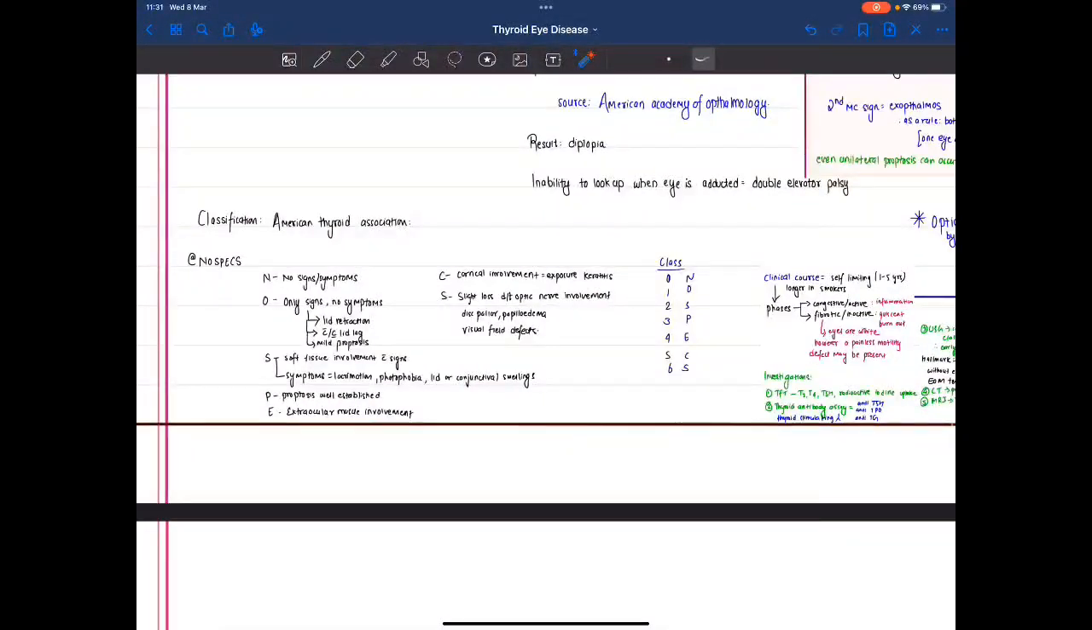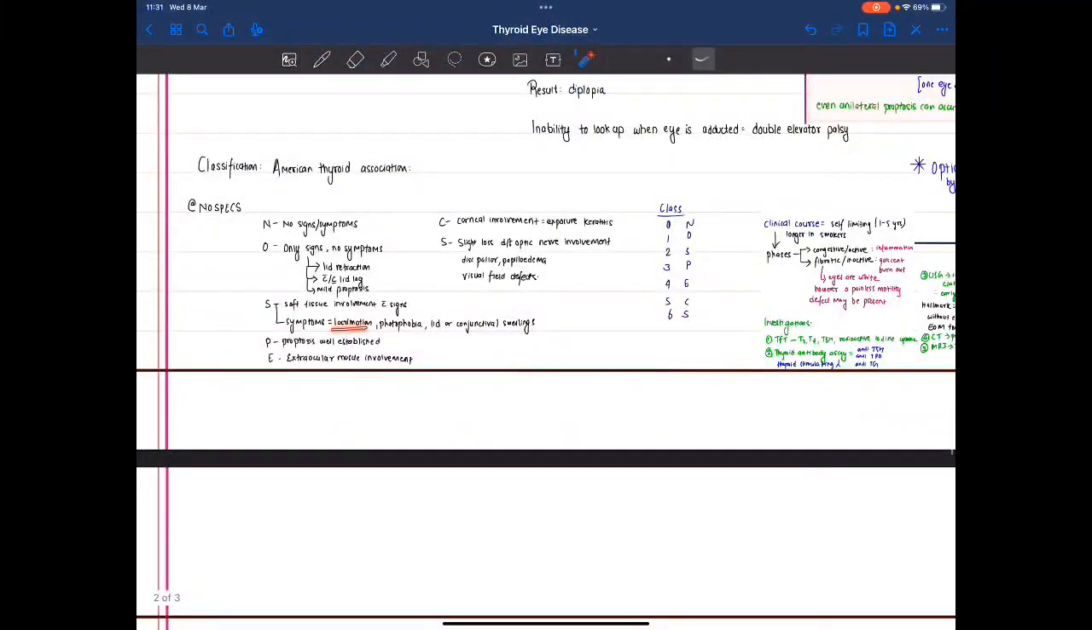So how can we classify? According to the American Thyroid Association, there is a mnemonic, NOSPECS. N: no signs and symptoms, only signs, no symptoms. O: lid retraction, with or without lid lag, mild proptosis. S means soft tissue involvement with signs and symptoms. What are the symptoms? Lacrimation, photophobia, lid or conjunctival swelling.